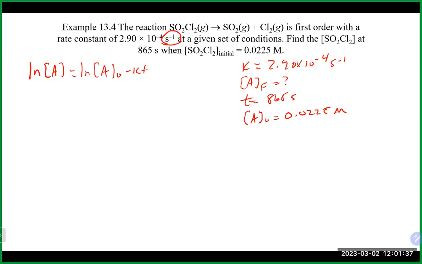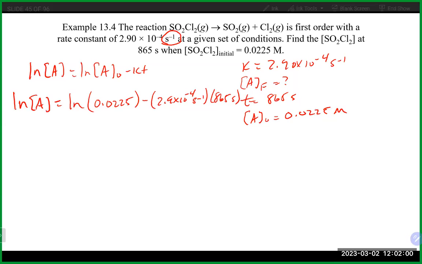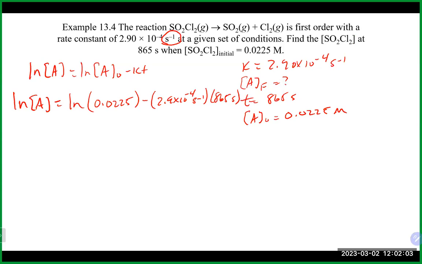So we can put everything in here. That will get us the natural log of A equals the natural log of our initial concentration, 0.0225, minus our 2.9 times 10 to the minus 4 reciprocal seconds times our time, 865 seconds. So once again, in this case, we do want to make sure, and it looks like we are going to be okay, as this is seconds and that's seconds. So again, everything's going to cancel out correctly. It will not always be that way. So that's a super common error that people make.